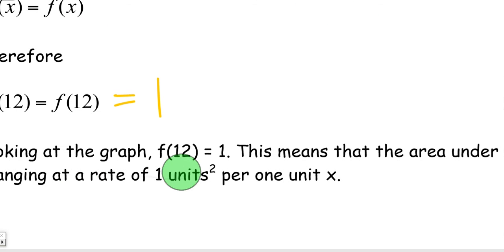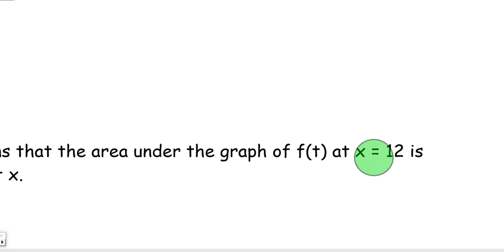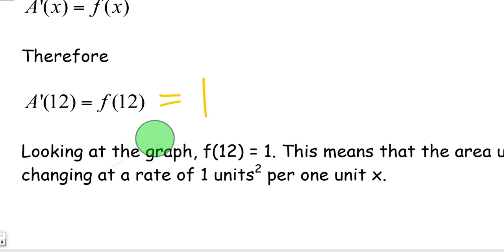So looking at the graph, f of 12 equals 1. This means that the area under the graph of f of t at x equals 12 is changing. Okay, the area isn't 1, but it's changing at a rate of 1 unit squared for every 1 unit x at that particular point in time.